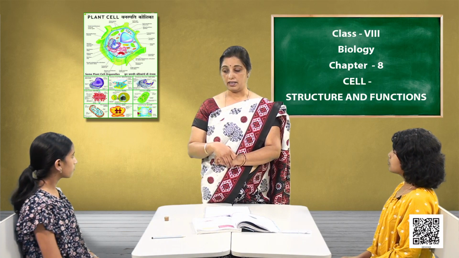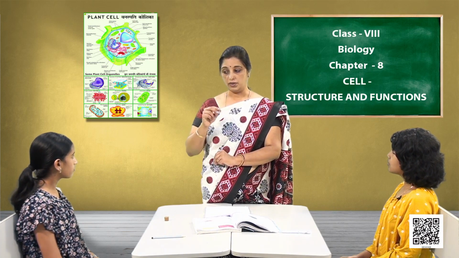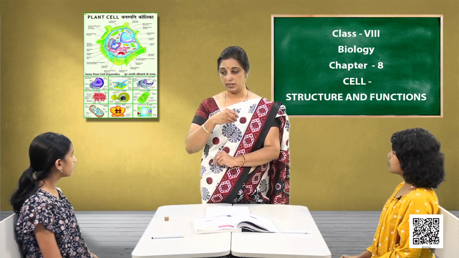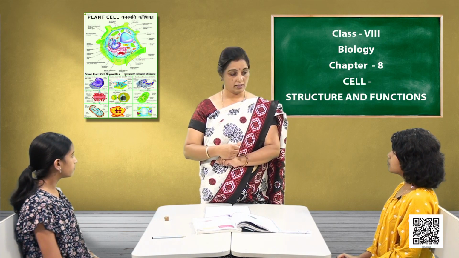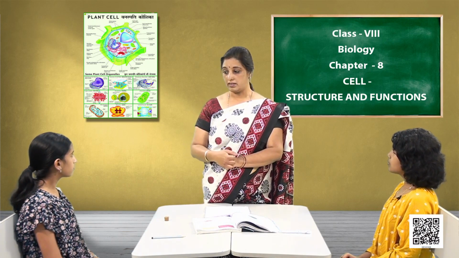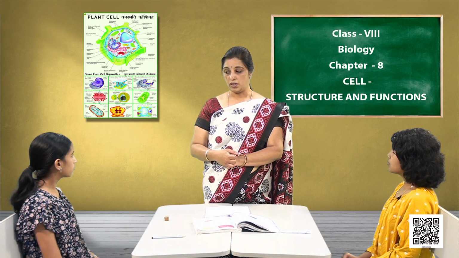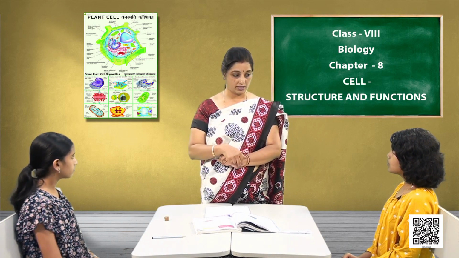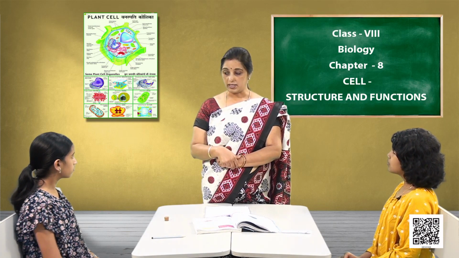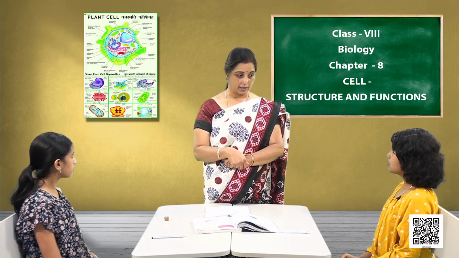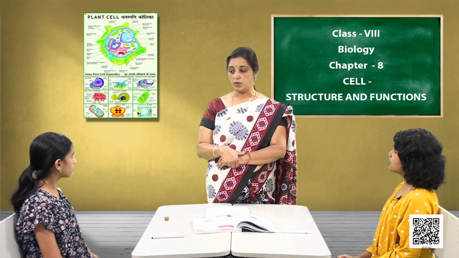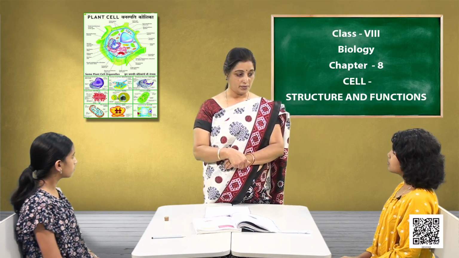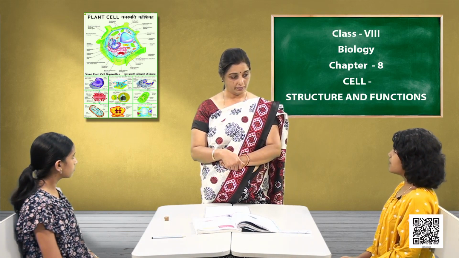Around the nucleus you find some structure, that is called cytoplasm. Around the cytoplasm there is one membrane that covers the whole structure. So that is called the cell membrane, isn't it? So what does this cell membrane do, do you think? Ma'am, it is the outermost covering.